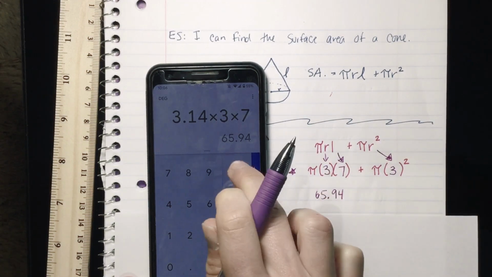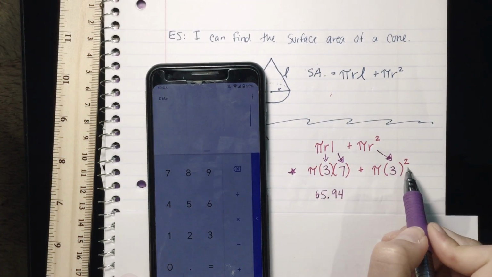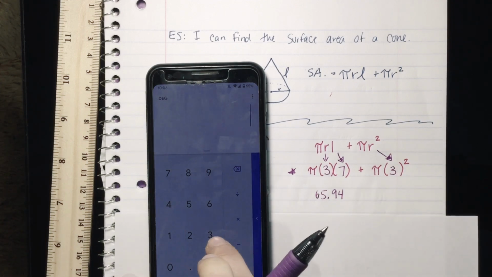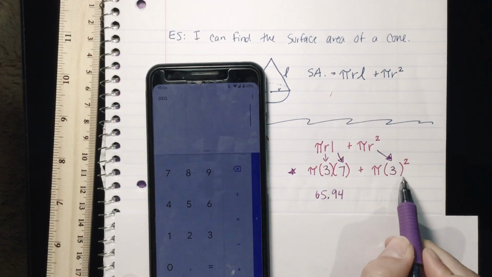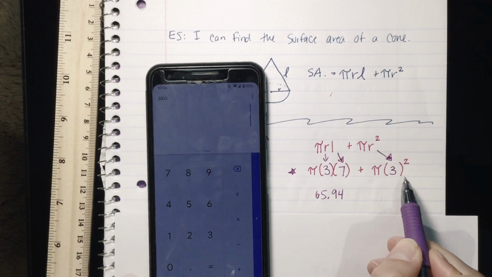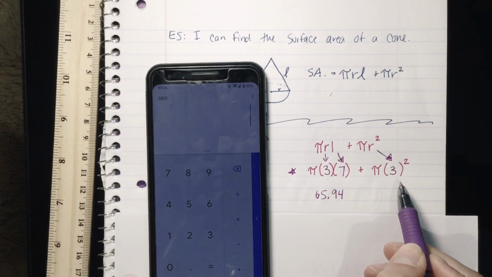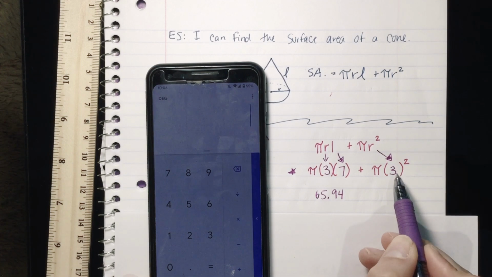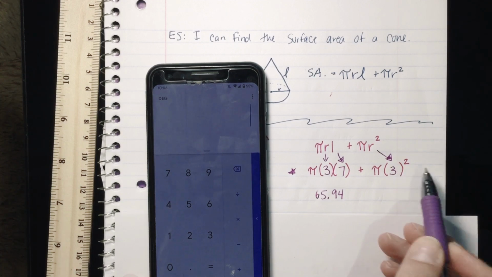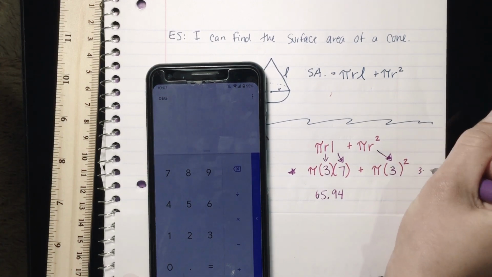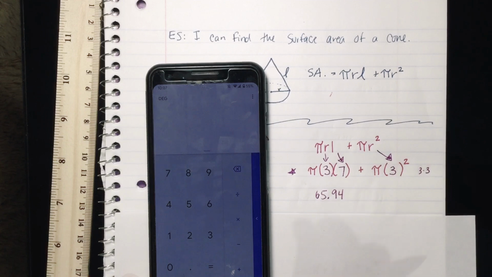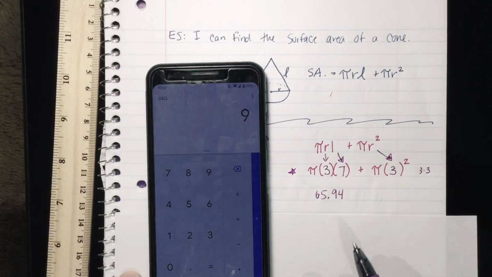And then our next portion, remember it gets a little tricky when we have the square. So we're going to square this first because we always do exponents first, remember PEMDAS, parentheses, exponents. So we do exponents first, and we know that 3 squared is just 3 times 3. And 3 times 3 is 9. You guys hopefully should know that.